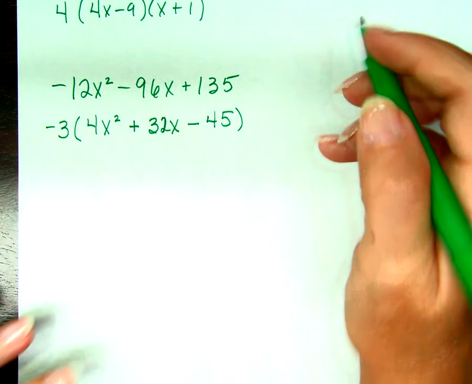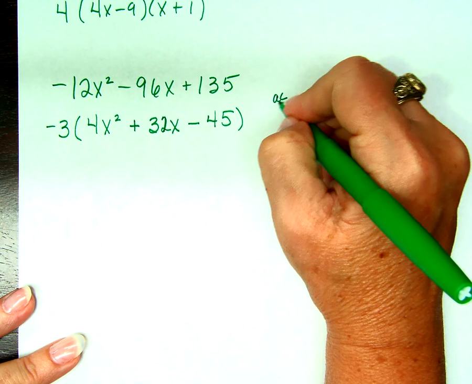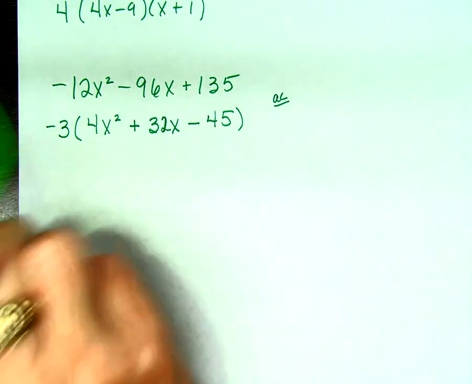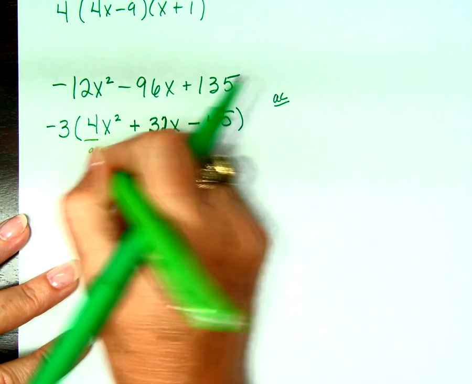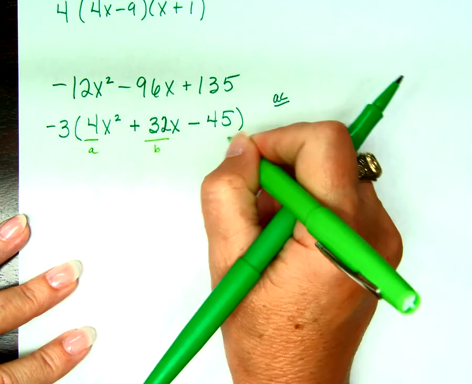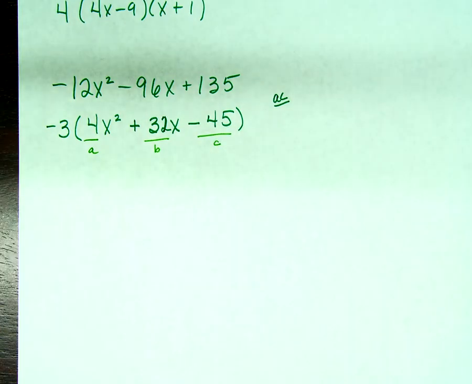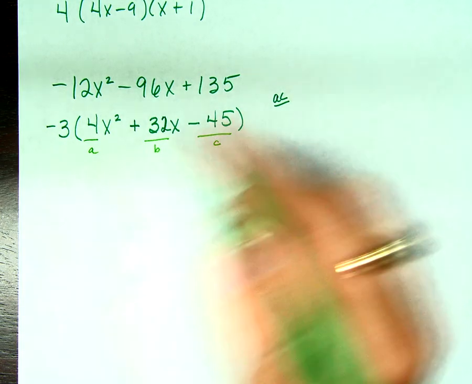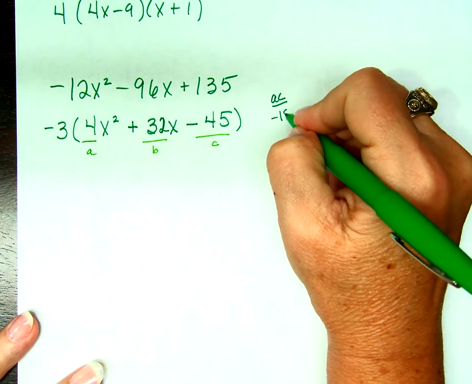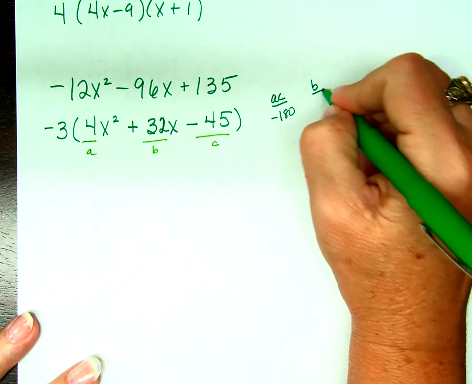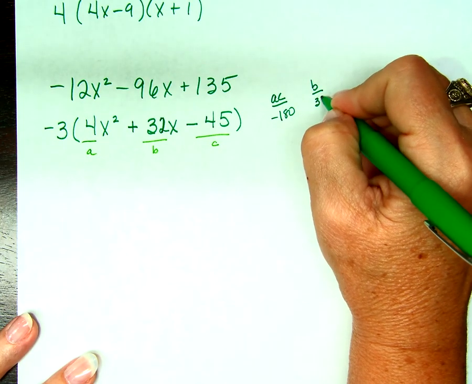Now we got to do AC, right? AC is what? Let's make sure we remember this. A is 4, B is 32, and C is negative 45. Negative 180. Negative 180, and then B is 32, right?